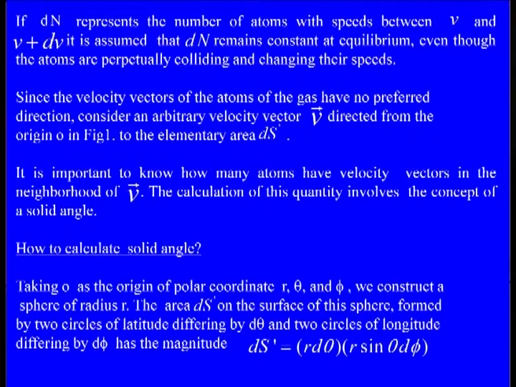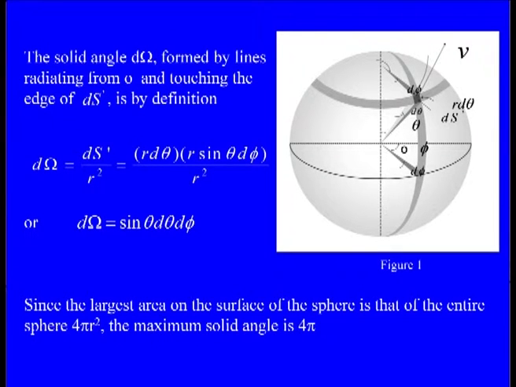Taking O as the origin of the polar coordinates r, theta, phi, we construct a sphere of radius r. The area ds prime on the surface of the sphere, formed by two circles of latitude differing by d theta and two circles of longitude differing by d phi, has the magnitude ds prime equals r d theta times r sin theta d phi. This is the infinitesimal area you can see in the figure. Then the solid angle d omega, formed by lines radiating from the origin and touching the edges of ds prime, is by definition ds prime by r squared, which is r d theta times r sin theta d phi by r squared, which is nothing but sin theta d theta d phi. This is the solid angle.